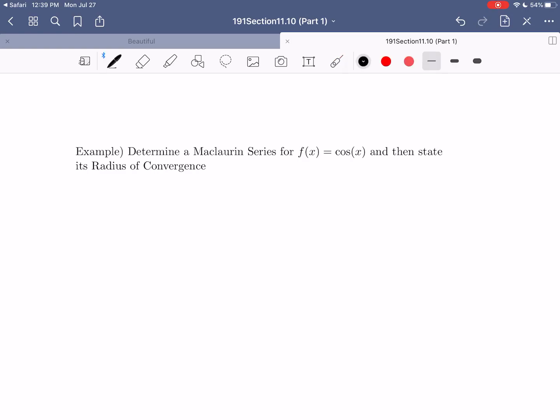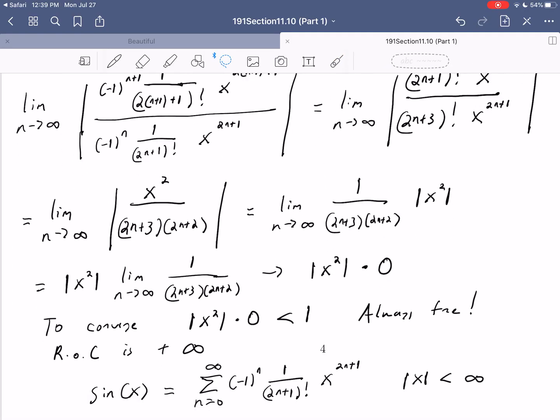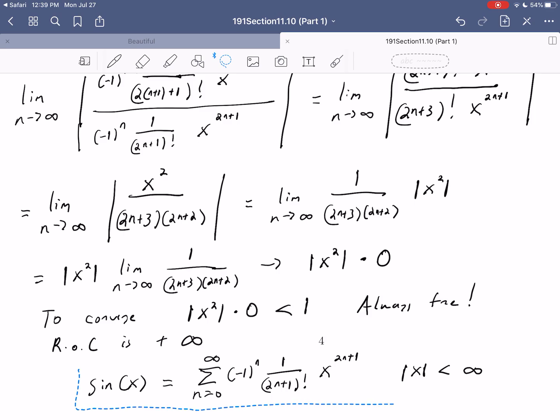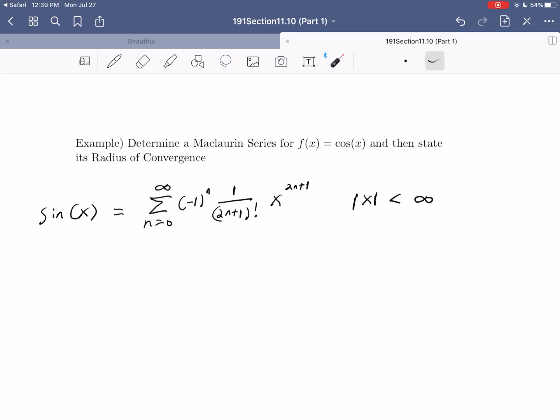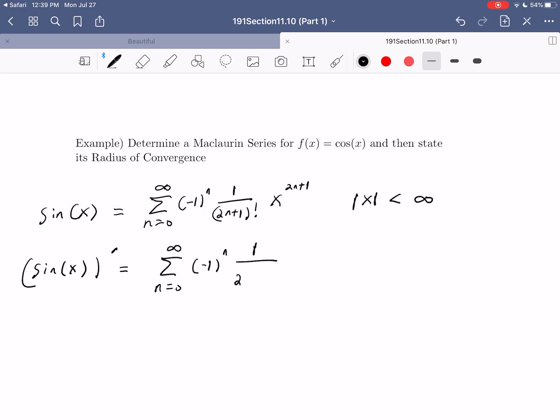So let's grab what we just did and see if we can use this to very quickly determine one for cosine. So remember, we've got this. How could we get a cosine? Well, we know the derivative of sine is cosine, so let's differentiate both sides. We take the derivative of sine, and we differentiate here: 1 over 2n plus 1 factorial, x to the 2n plus 1. And we're going to differentiate all of that.